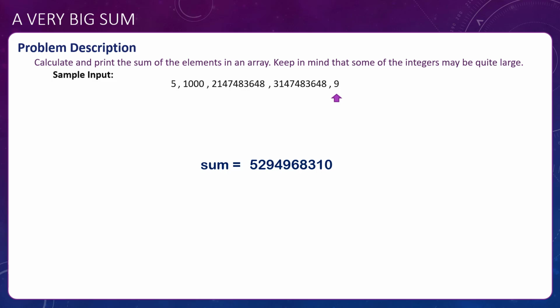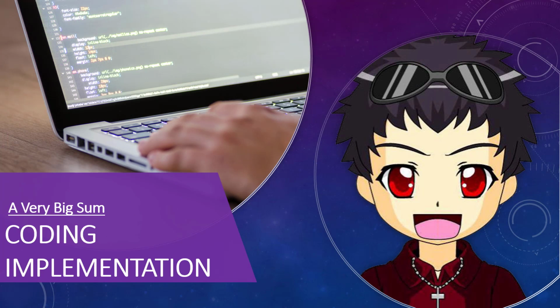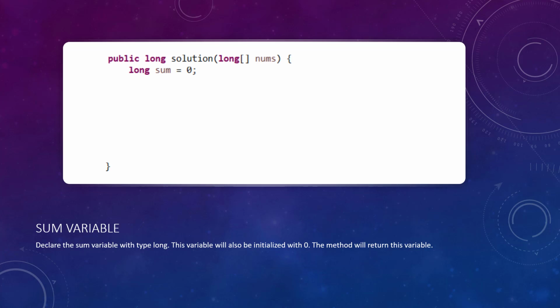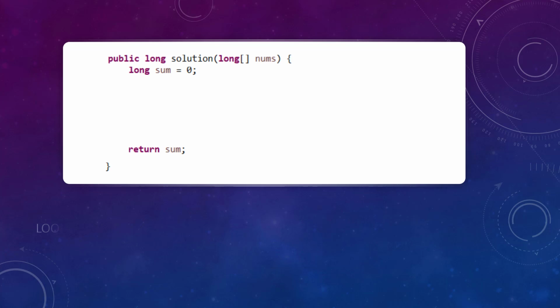So how are we going to implement this? Here is the coding implementation. For the method signature, we have a parameter which is a long array, and we have to return a long value. Long, as mentioned earlier, holds a larger range of numbers. Then we declare the sum variable with type long, sum is equal to 0, and then return the sum.